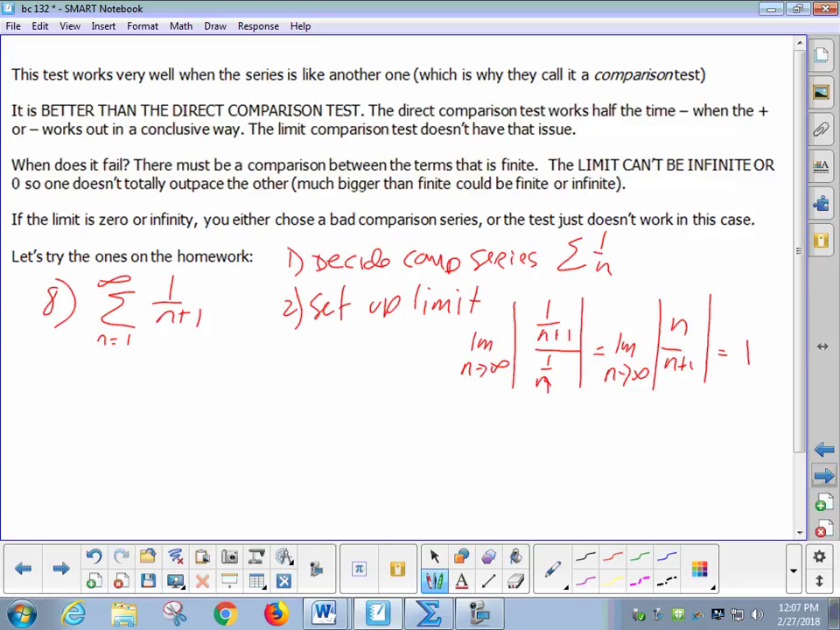So this series must obviously diverge because it's just like harmonic, which diverges. So now the conclusion looks like this.